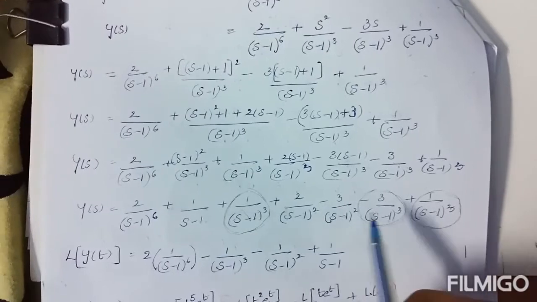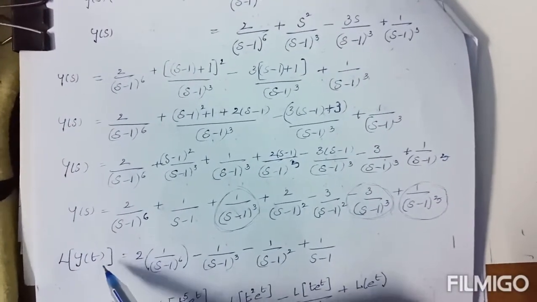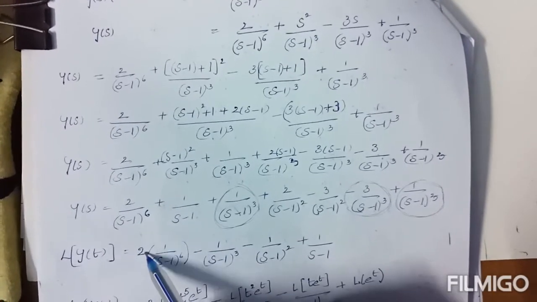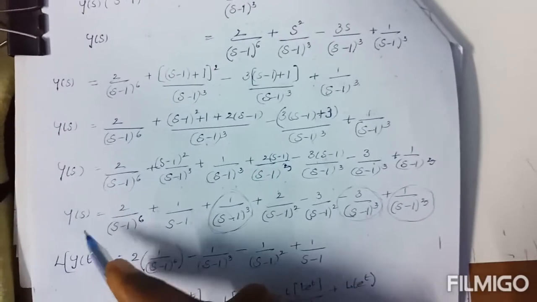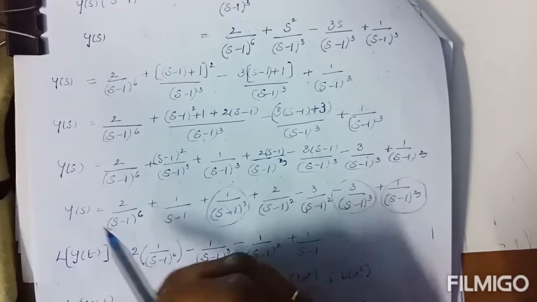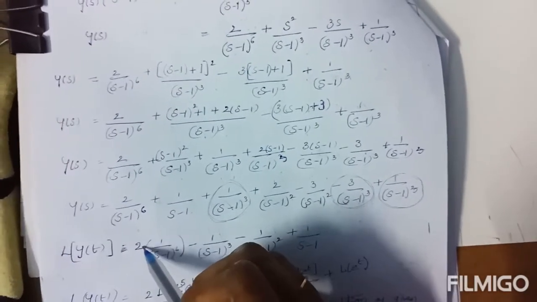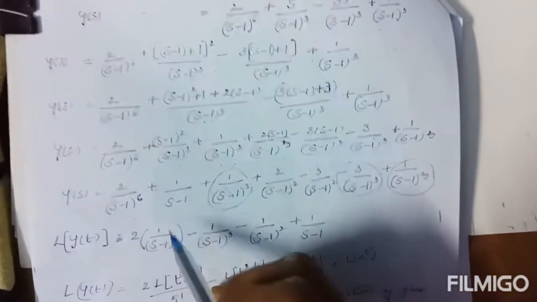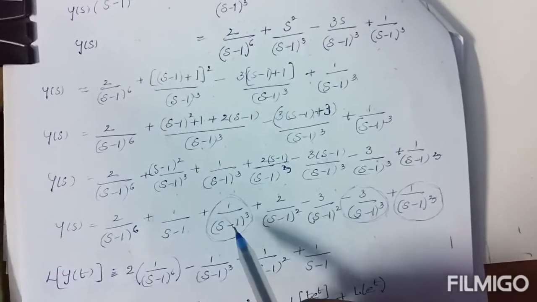Now here everyone is in standard formula form. Here L of y of t equal to 2, L of y of t is also written as y of s. So L of y of t equal to 2 into the same fraction can be written as 1 by (s minus 1) whole power 6 minus 1 by (s minus 1) whole cube.